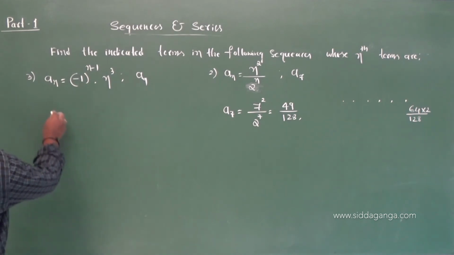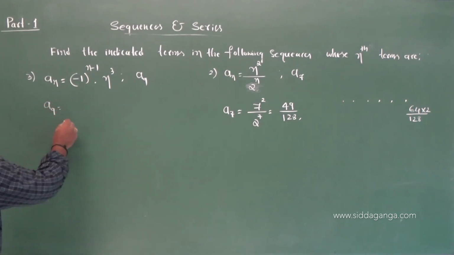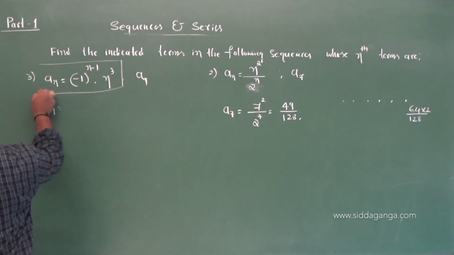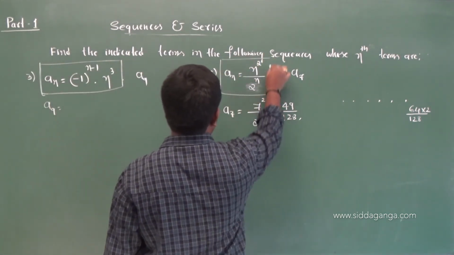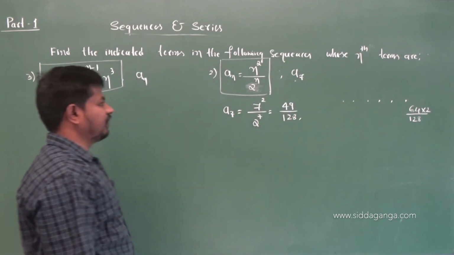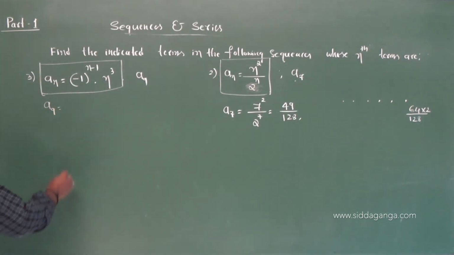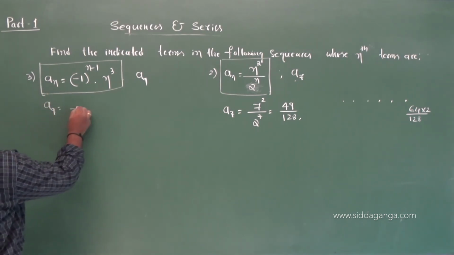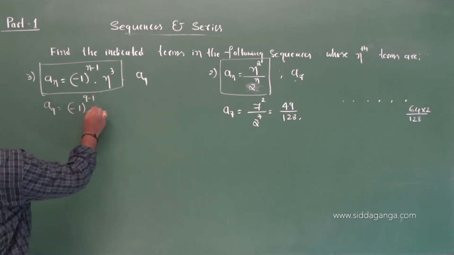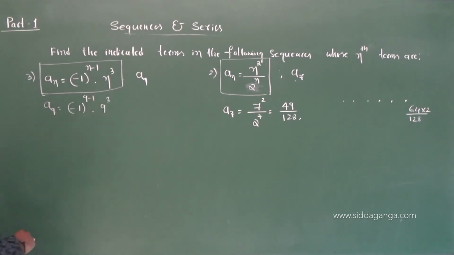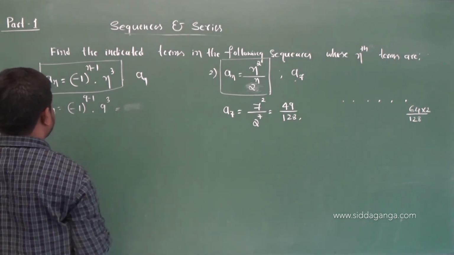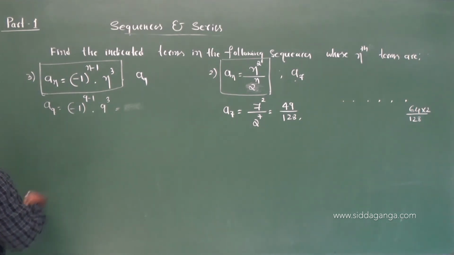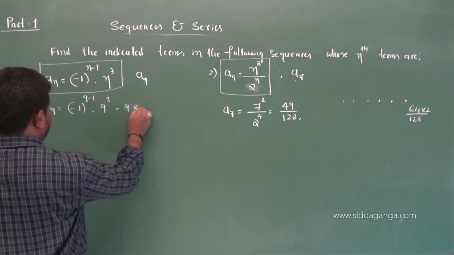So, a9 is... this is what the nth term is, do not confuse students. In these cases, this is the nth term and this is the indicated term you have to find. Now, a9: in place of n, substitute 9, so minus 1 power of 9 minus 1 into 9 cube. So, you get minus 1 power of 8, that is plus 1 into 9 cube. So, 1 into 9 cube is 9 into 9 into 9.